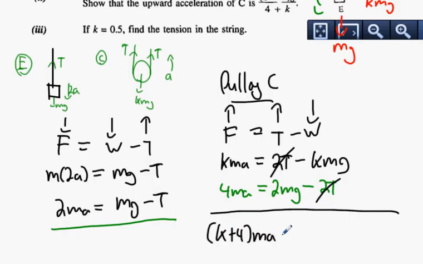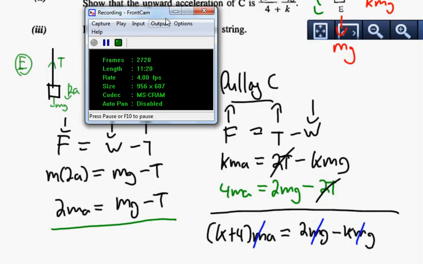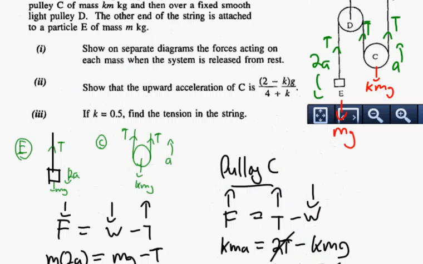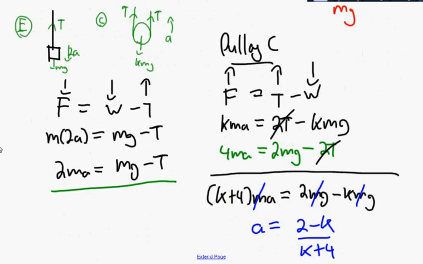k plus 4 ma equals (2 minus k)mg. Now the m's cancel. Now guys, what we have here is this. We're going to have a equals (2 minus k)g all over k plus 4. Is everybody right with that? Did I leave out a g somewhere? Oh, there's a g there.